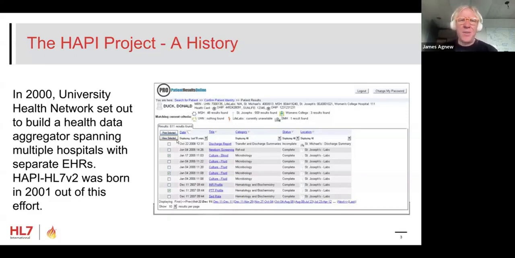These days, I think we would call what UHN was building back then a health information exchange, an HIE. But of course, this was well before the days where the term HIE was even in common use. I've got a screenshot of the system that ultimately got built. It was a system called PRO, Patient Results Online. And I look back at this screenshot often and just marvel at how neat it was for its time.